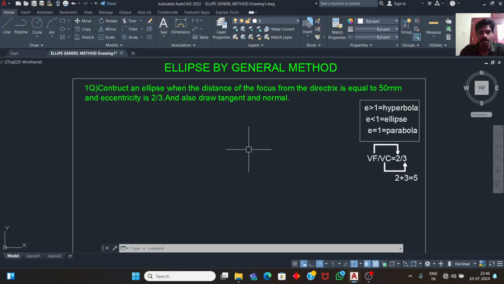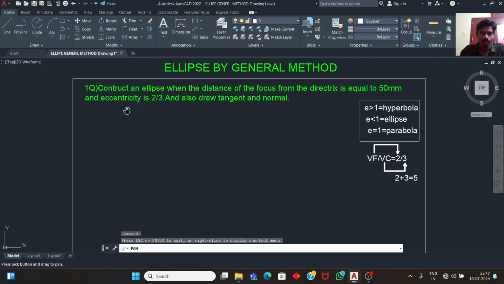Welcome to everyone. In this video, we are going to learn ellipse by general method. So the question is: construct an ellipse when the distance of the focus from the directrix is equal to 50 mm and the eccentricity is 2 by 3. Eccentricity value is 2 by 3. And also draw tangent and normal.